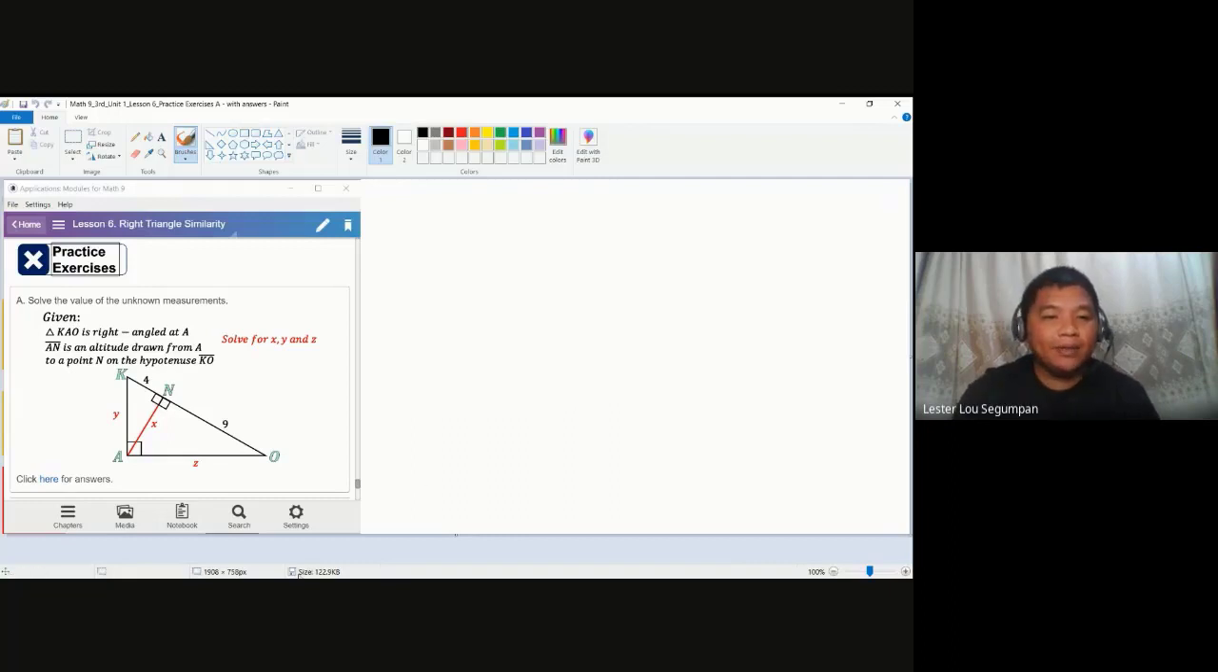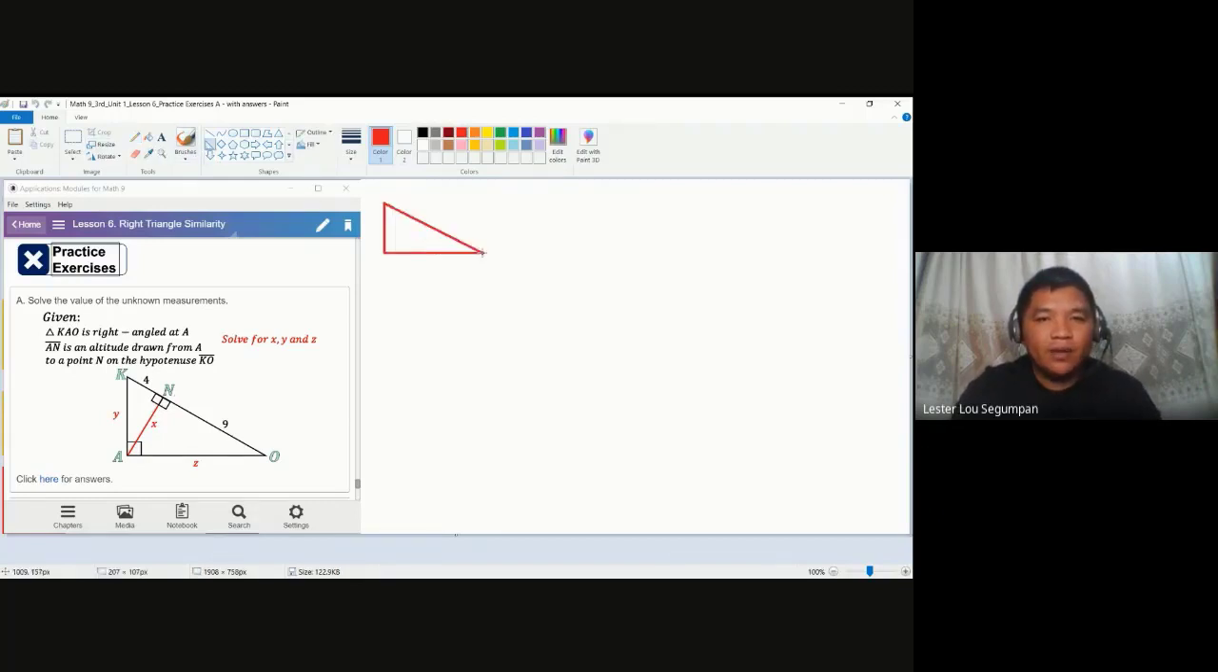Similar to this example here, we have the original triangle KAO, okay? And then we have drawn an altitude AN towards hypotenuse KO, and then we have created the three different triangles here, which are actually similar to one another. What I could advise is to break the three different triangles and place the correct labels. To do that, let me try here.